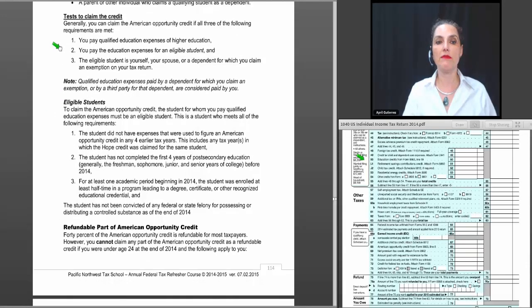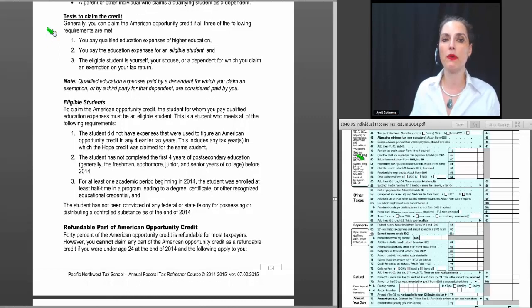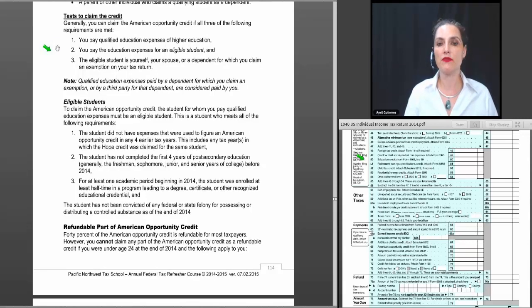What are the tests to claim the credit? Well, generally you can claim the American Opportunity Credit if all three of the following requirements are met. You paid the qualified education expenses of higher education. You paid the education expenses for an eligible student, and the eligible student is yourself, your spouse, or a dependent for whom you can claim an exemption on your tax return. You should note that qualified education expenses paid by a dependent for which you claim an exemption, or by a third party for that dependent, are treated as though they were paid by you.